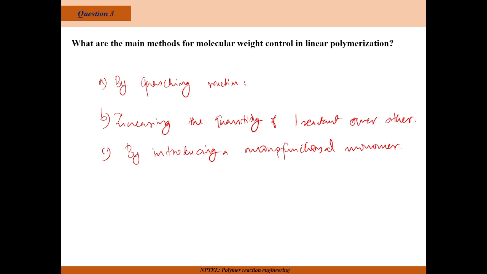The first one is quenching the reaction; basically, we control the temperature. The second one is increasing the quantity of one reactant over the other. And the third one is by introducing a monofunctional monomer. Just one thing, please.